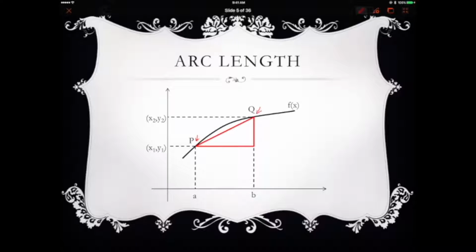If we were to draw a straight line from P to Q and form a triangle, the length from P to Q would be equal to the square root of delta x squared plus delta y squared. However, this would cause the error to be large. Instead, we could find the arc length by drawing smaller triangles and finding the integral from a to b of the square root of delta x squared plus delta y squared.